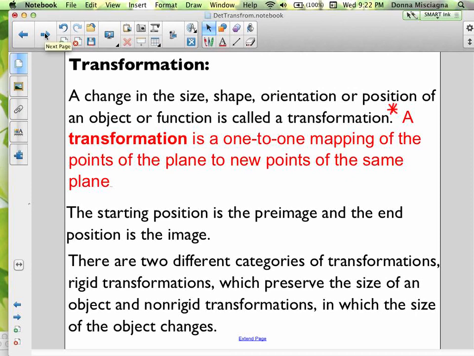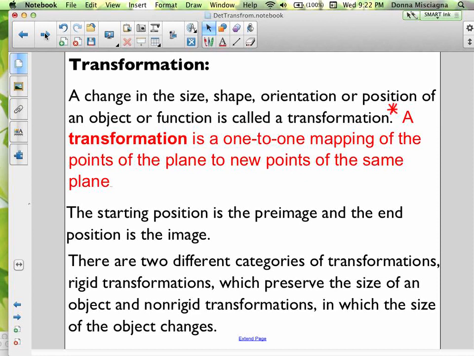So transformation is a change in the size, shape, orientation, or position of an object or function. Right, and that's called a transformation. A transformation is a one-to-one mapping of the points of the plane to new points of the same plane. And I'm just double checking to see, yes, I had you already put that in your notes. That's already in your notes for you. So the starting position is the pre-image and the ending position is the image.